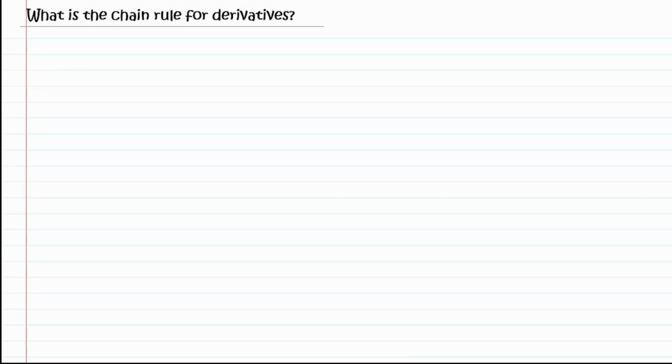Alright guys, we're going to talk about the chain rule for derivatives now. This is something we use when we're dealing with a composite, and that means it has an inside and an outside area, and we have to take the derivative of both. So let me break down the steps to do this.